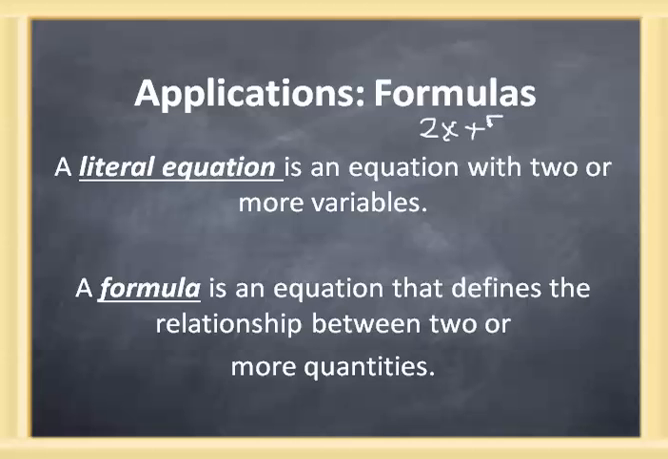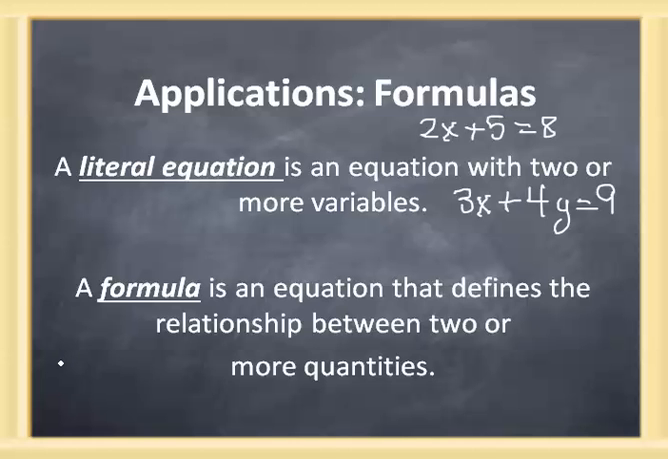2x plus 5 equals 8. Or it could be something like 3x plus 4y equals 9. Whereas a formula is an equation that defines the relationship between two or more quantities. Basically, it means it's got more letters.